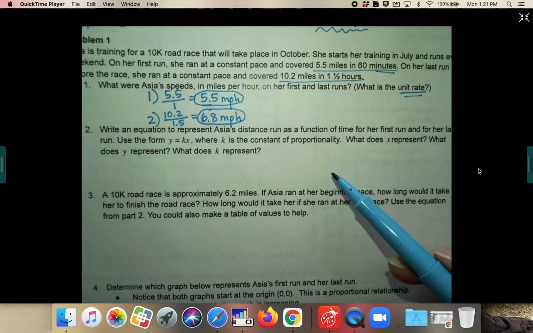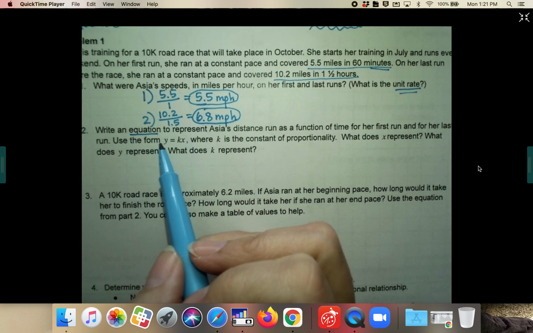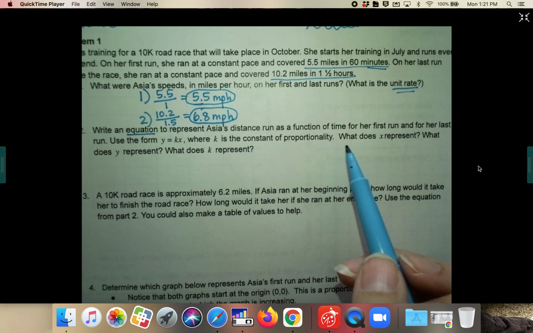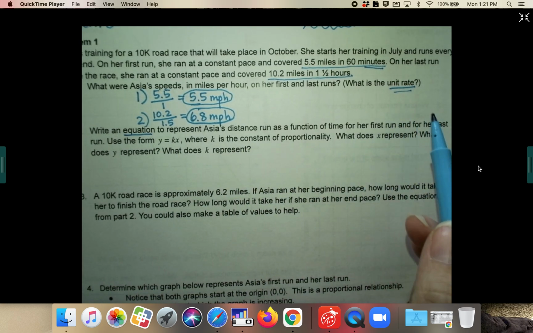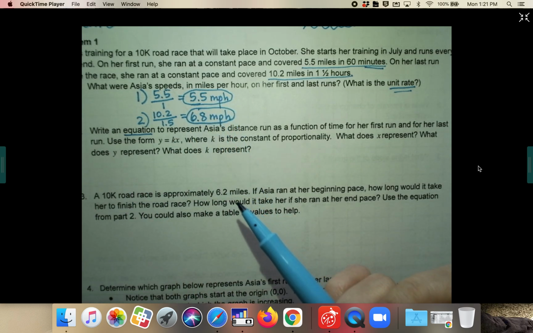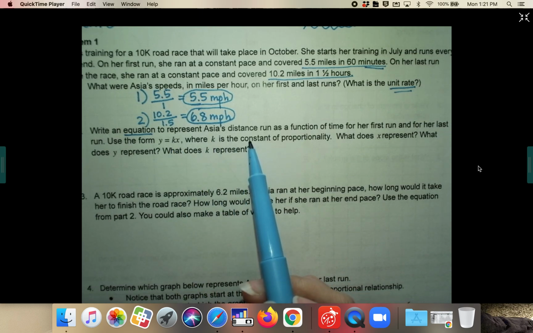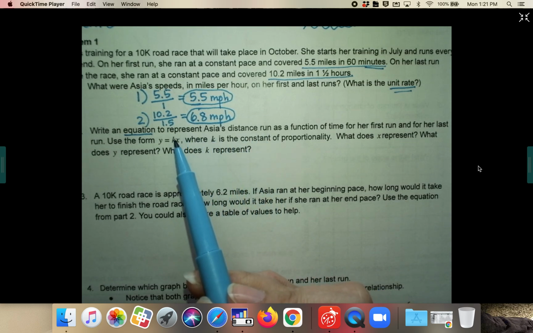So now let's go down to number 2 where you're going to start to write equations. Okay, so we want to write an equation that represents the function of time for her first run and her last run. So we're going to write 2 different equations based on her different speeds. And we're going to use the form y equals kx, where k is our constant or our unit rate. So this k that's our constant is going to be 5.5 in the first one, and it's going to be 6.8 in the second one. So it's going to be y equals 5.5x and y equals 6.8x.